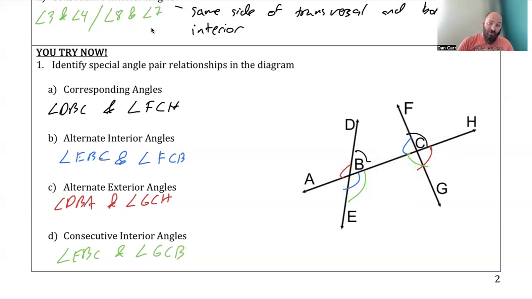So that's it for our definitions for today. A lot of vocab here, but we'll continue our work with these types of angle relationships and see some special cases when we deal with these lines being parallel. So that'll be for the next lesson on that one.